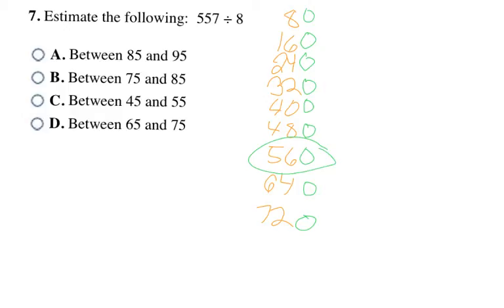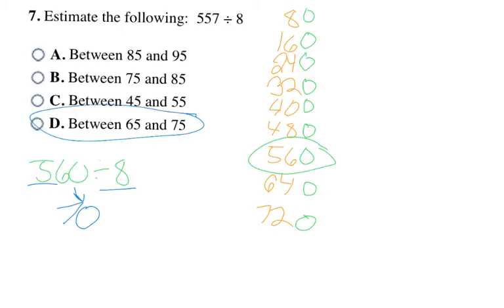And so that means to estimate this, I can take 560 and divide that by 8. And so I look, 56 divided by 8 is 7, and then I tack on that 0 that came with the 560, and that means 560 divided by 8 is 70. 70 is between 65 and 75, so that means D is going to be my final answer.